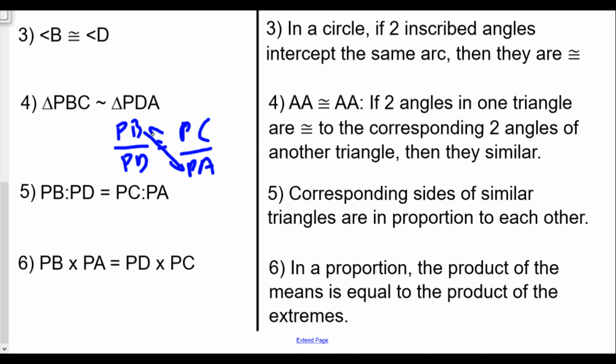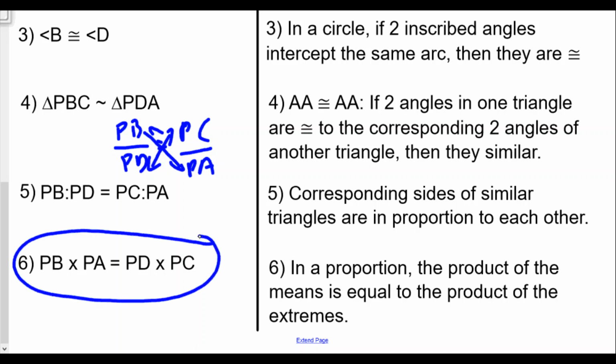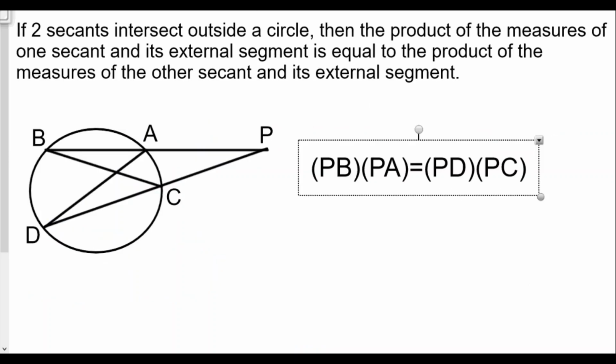So PB times PA equals PD times PC. And so we see in this case that we do end up getting this result. And this is when two secants intersect. So let's take a look. Two secants intersect outside a circle.